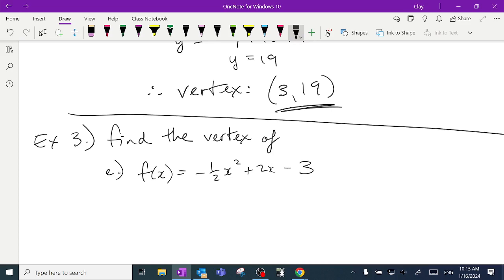Quick, what two numbers times to make, let's see, negative a half times negative 3 would be plus 3 halves. What two numbers times to make 3 halves but add to make 2? I can't do that in my head either, so I'm not going to try factoring the whole thing.